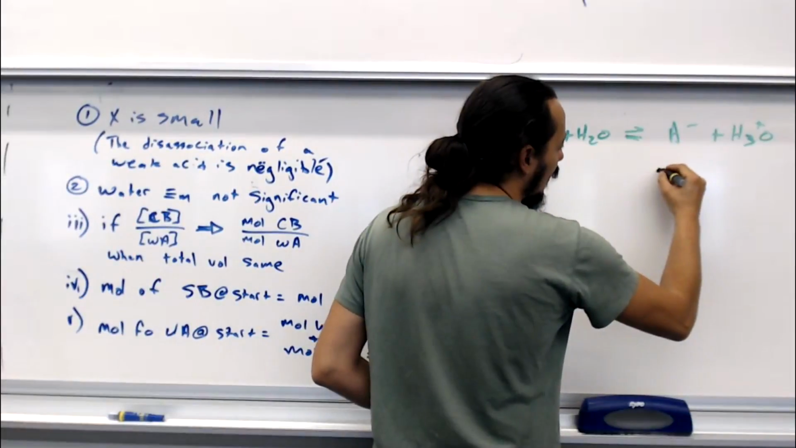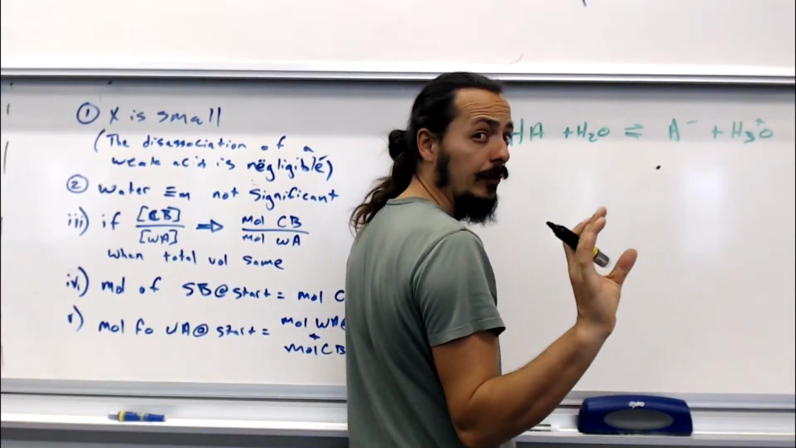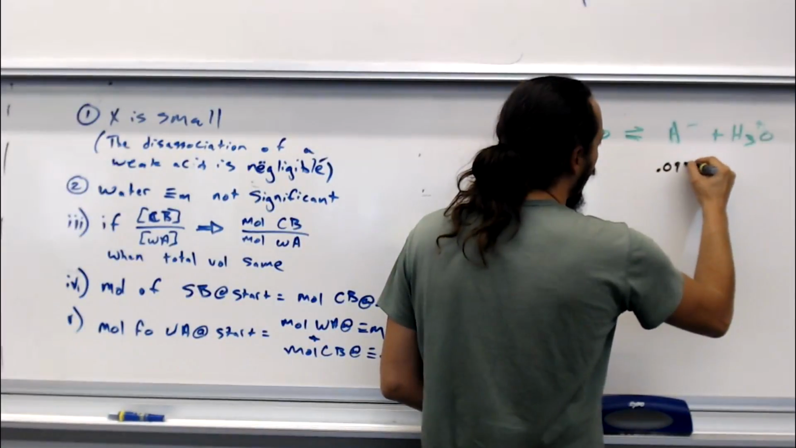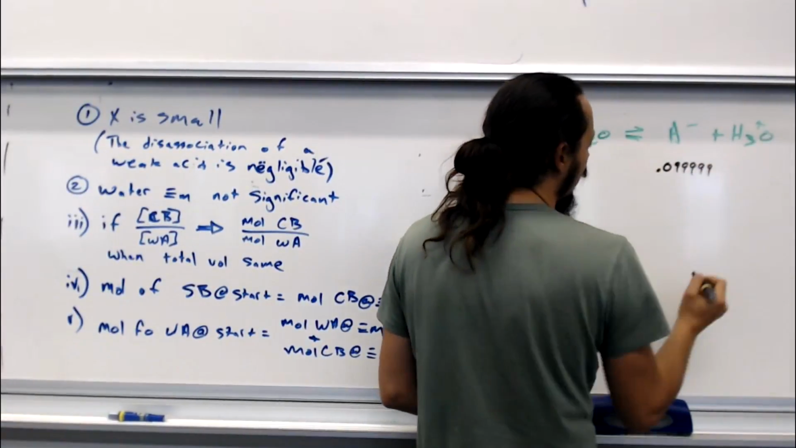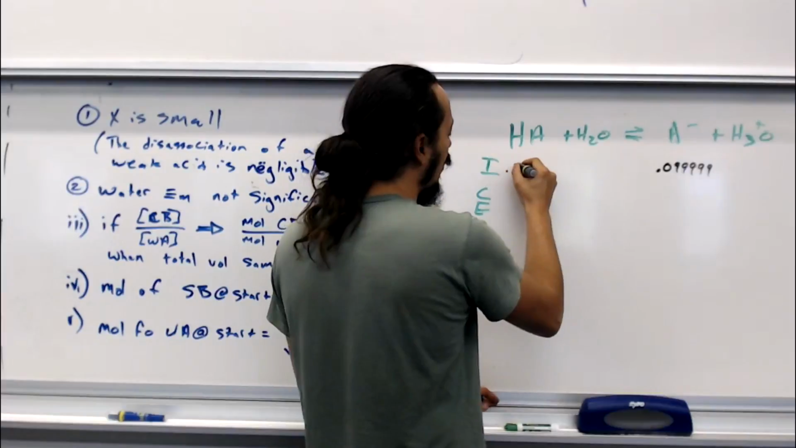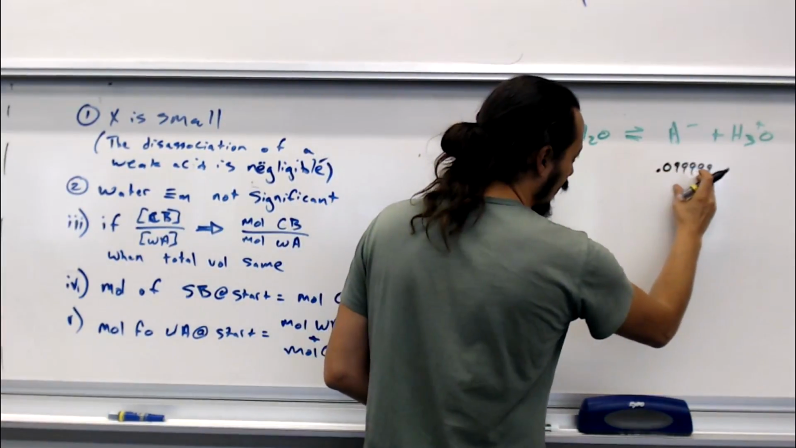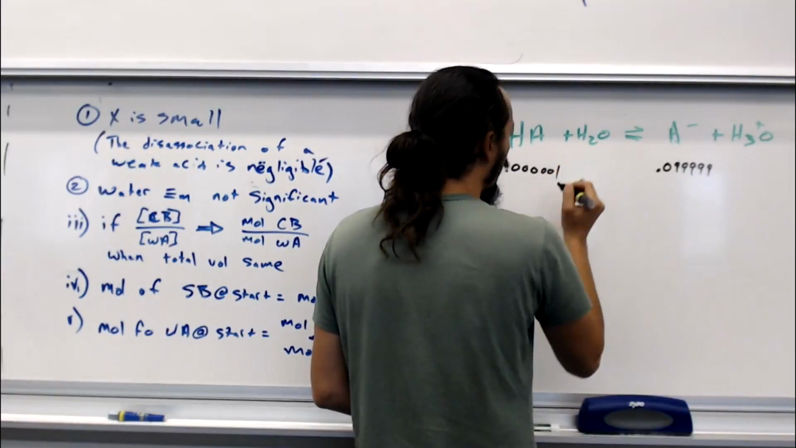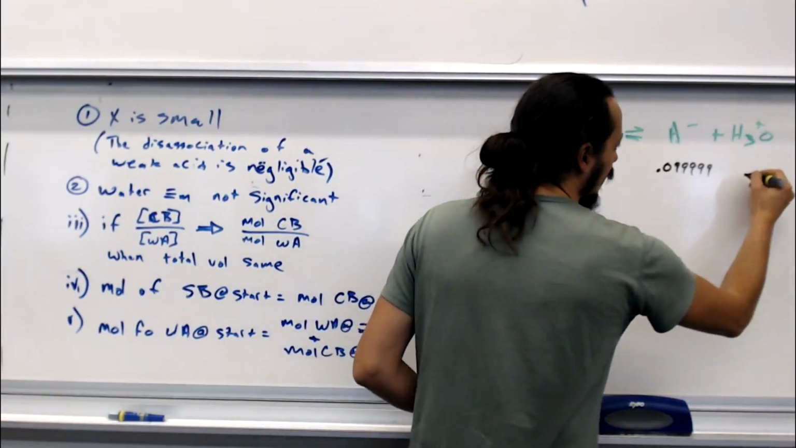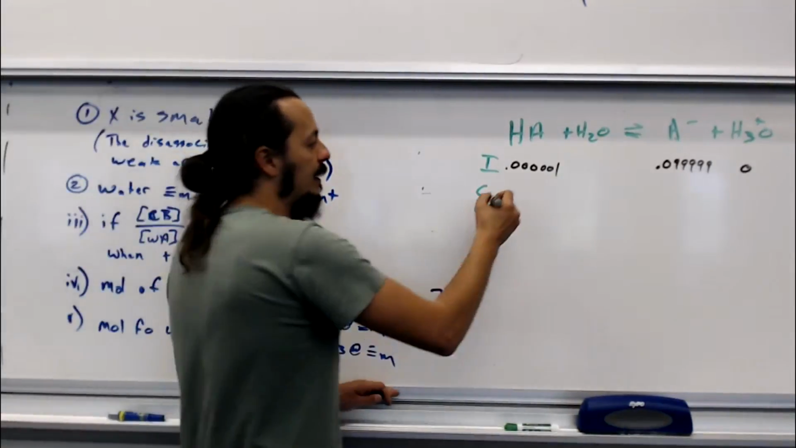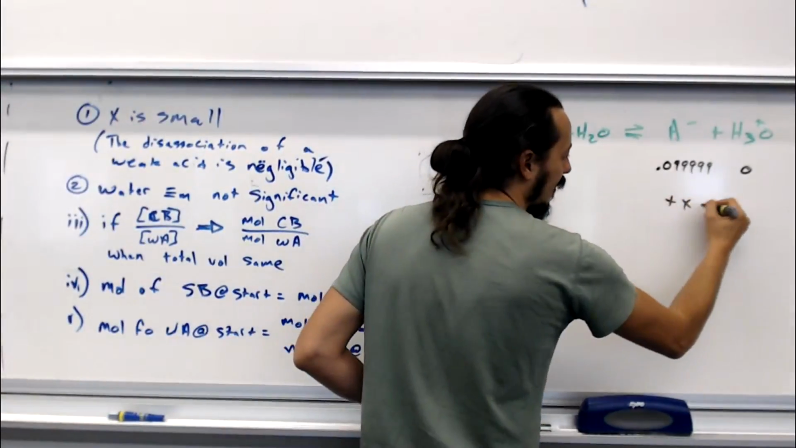0.064 would become... let's go just close to the equivalence point, not quite there. Let's say we've got 0.099999, and our HA is 0.000001. And we've got 0. I'm going to do minus X plus X plus X.